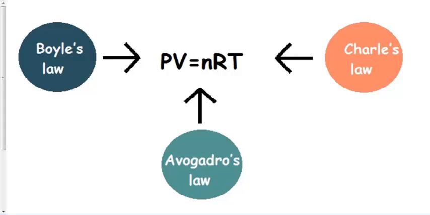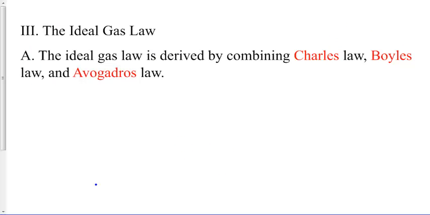We've been talking about the gas laws and we've been working up to this one. So today we're going to talk about the ideal gas law. The ideal gas law takes the other ones into account. It's really a combination of Boyle's law, Charles' law, and Avogadro's law. So the ideal gas law is derived by combining Charles' law, Boyle's law, and Avogadro's law.